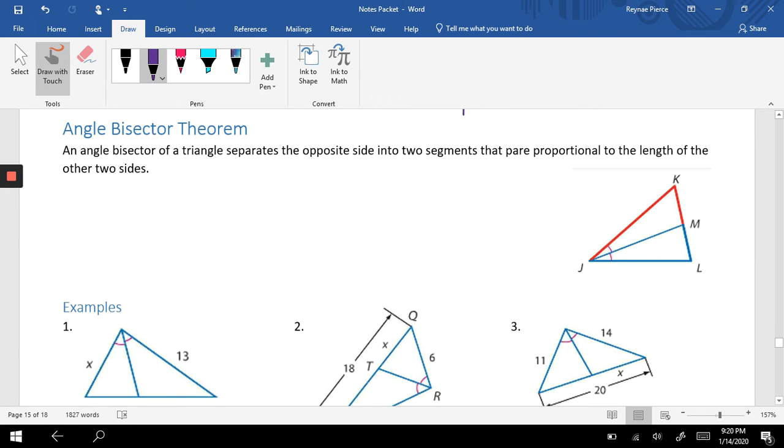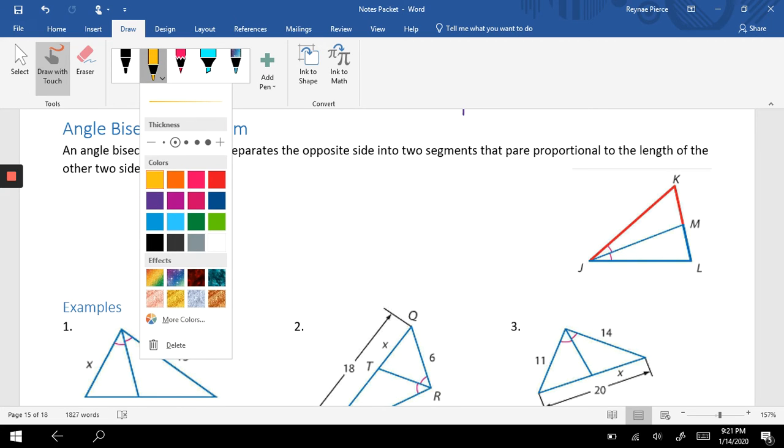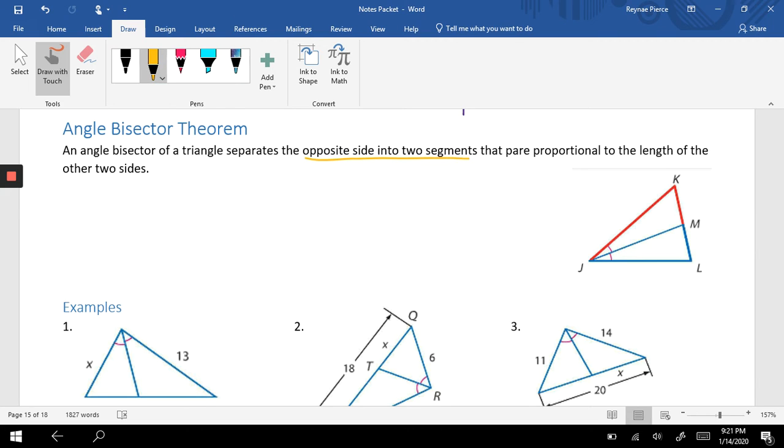There's a second proportion that we can look at when we've got an angle bisector. Okay, so an angle bisector of a triangle separates the opposite side into two segments that are proportional to the length of the other two sides. So in triangle JKL here, JM is our angle bisector. It separates the opposite side into two segments. That's going to be KM and ML.